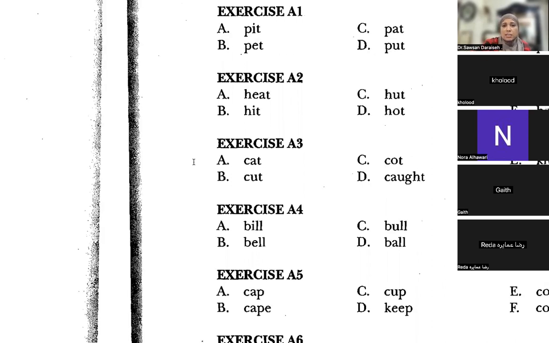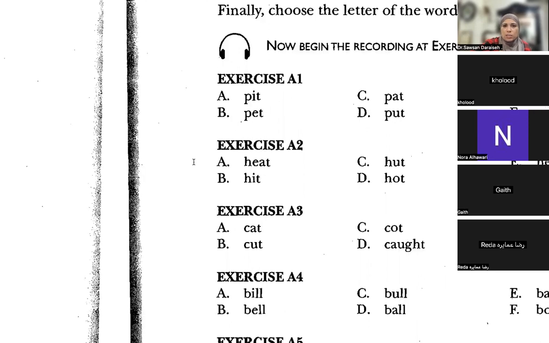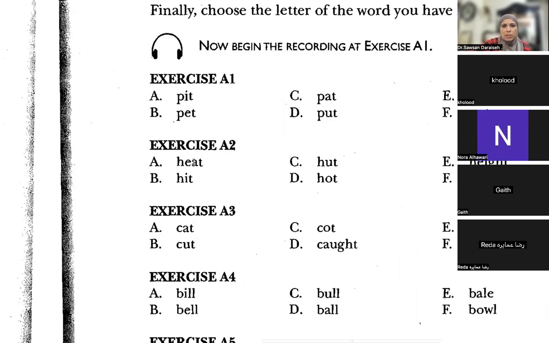Let's take a look at the next, let's stay up here. I think we have to stay up here. So we have pat, because A, B, C, D, right? Pat and put, to pat someone, right? Pat, you pat what?